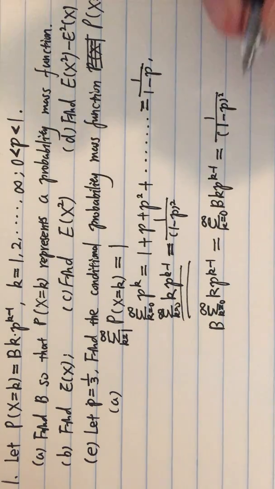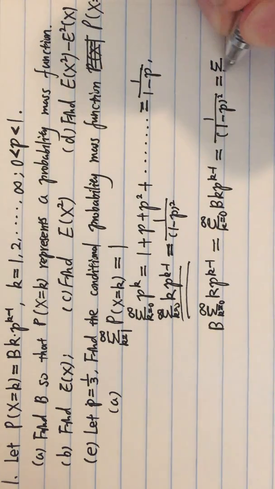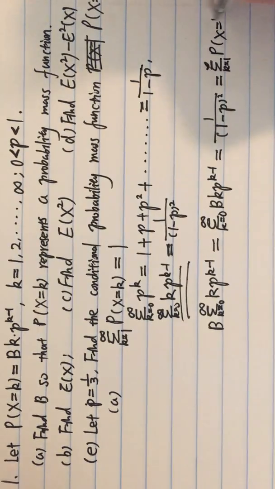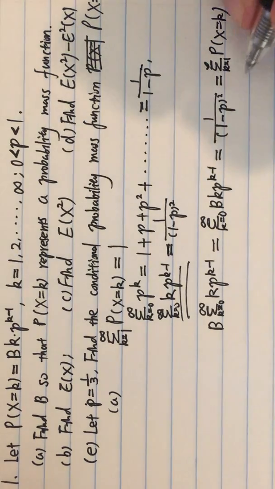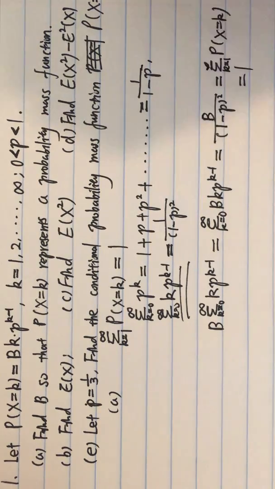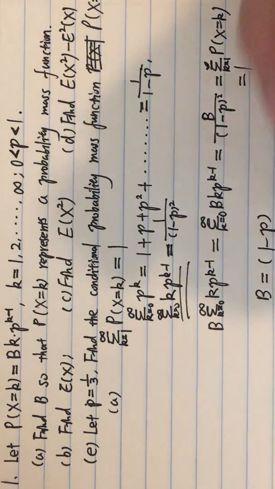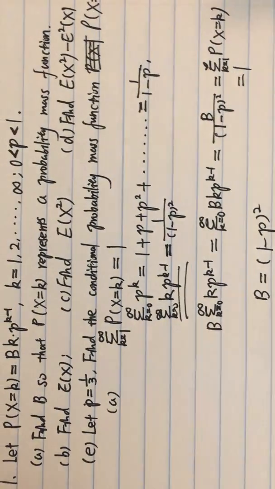So this equals b over 1 minus p squared, and it should be 1. I'm sorry, here is b. So now we can figure out that b equals 1 minus p to the power of 2. So now we get b.